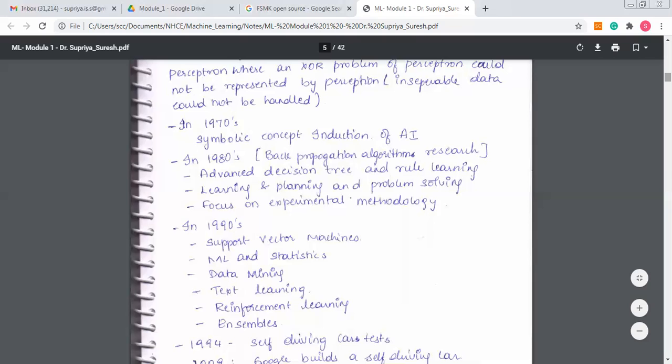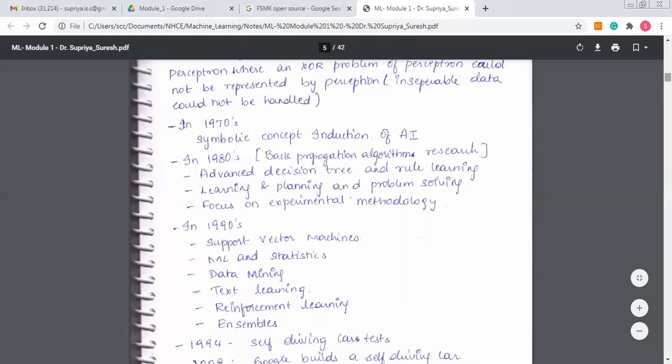In the 1990s, there were a lot of classification strategies that came up, like the SVM, the support vector machine classifiers, the ML, and a lot of statistics with respect to mean, standard deviation, variance, certain data mining techniques, text learning, reinforcement learning, and ensembles. These are certain more important topics.